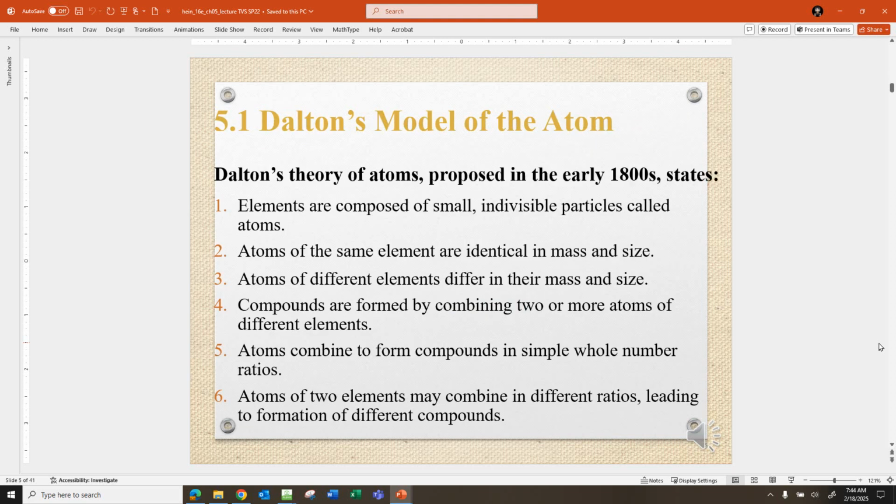Here's Dalton's 6 postulates. We do know that he is called the father of atomic theory. He was the first one to come up with general guidelines of what every atom looks like or follows in ratios. We do know that some of these are now incorrect. Make sure you understand that there are issues with postulates 1, 2, and 3.